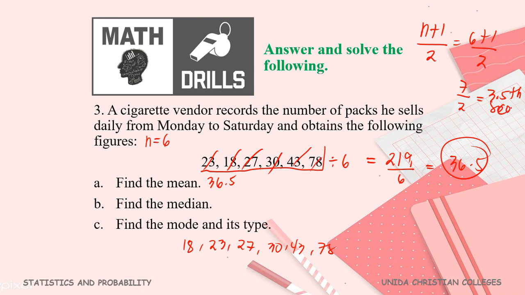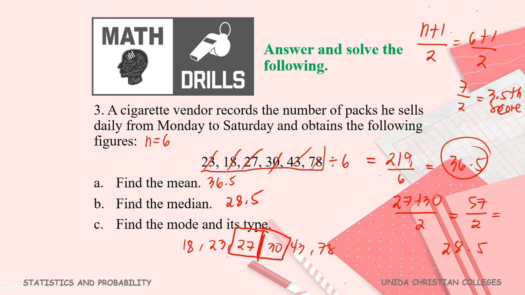So, nasa pagitan po ni 3 tsaka ni 4th score, yung atin pong magiging median. So, nasan si pang third? Ito po, tapos si 4th, ito. So, nasa pagitan po ni 27 po tsaka ni 30. So, since even po yan, kunin yung average nila, you need to add the 2. 27 plus 30 divided by 2. So, that is 57 divided by 2. We will get 28.5. And that will be your median.